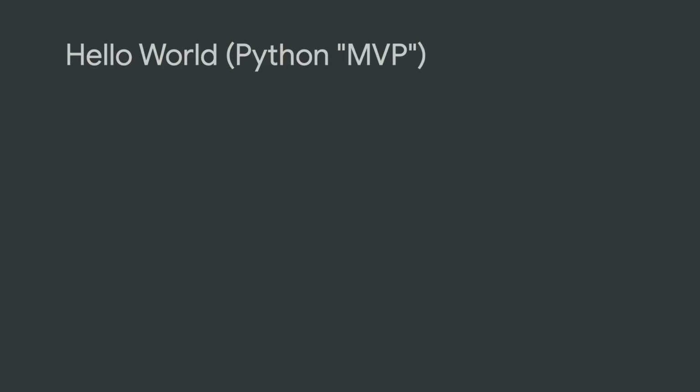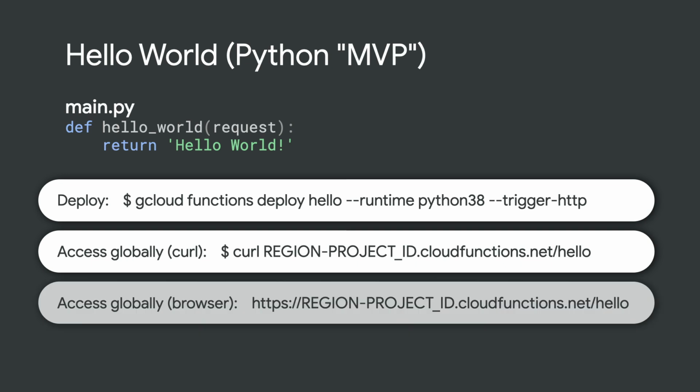All right, and here's your Python MVP for Cloud Functions. It's a one-line function, no config files, and because of that, the command line is a little bit longer. Instead of just gcloud app deploy, it's gcloud functions deploy, followed by the function name, the language that you're using, as well as how this function can be triggered.